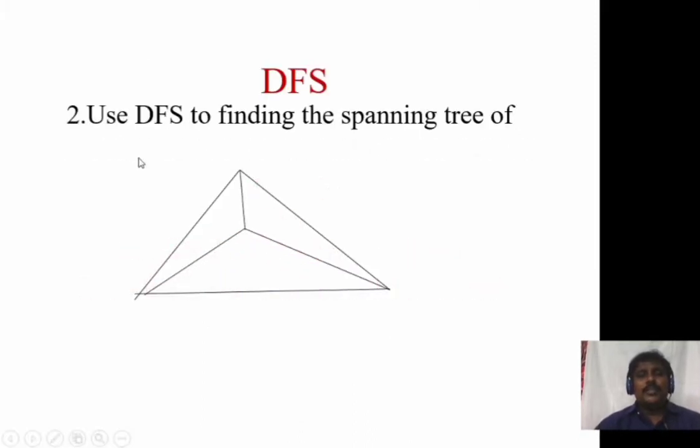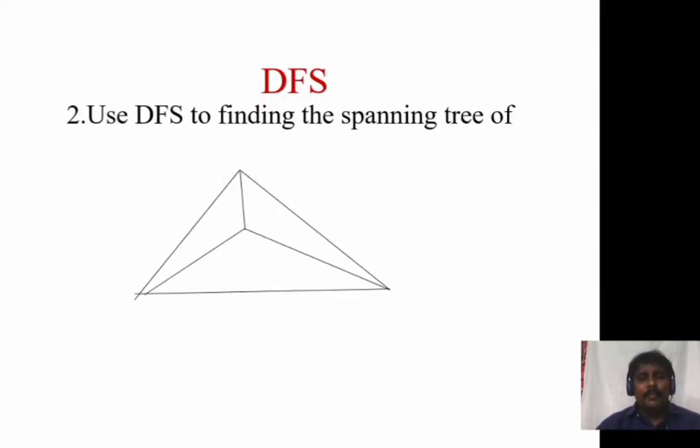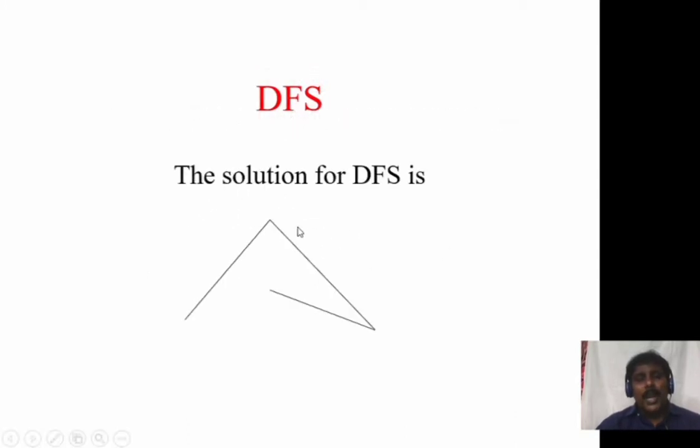Use DFS to find the spanning tree of this graph. He has given another problem. For this problem he has given 6 edges, 1, 2, 3, 4, 5, 6, and 4 vertices, 1, 2, 3, 4. For this DFS we have to go depth wise and make the closed diagram an open diagram, and depth wise the solution becomes like this. So this is the solution of a DFS problem.